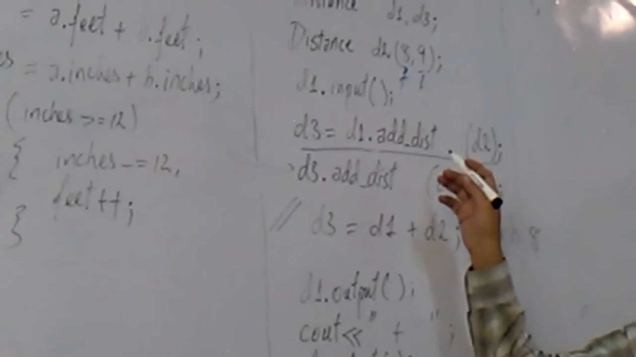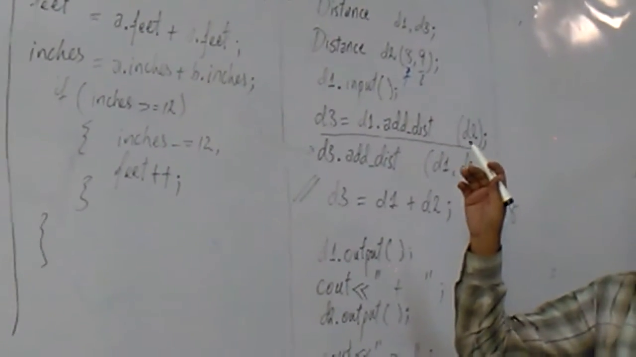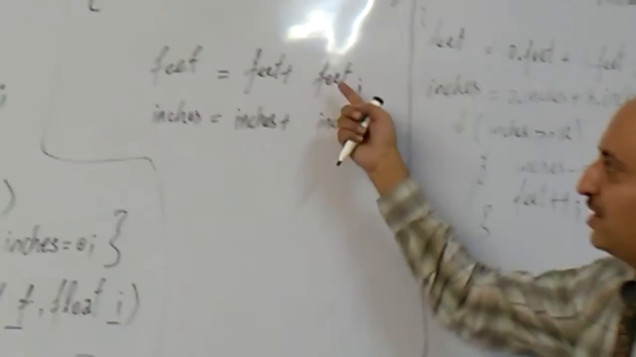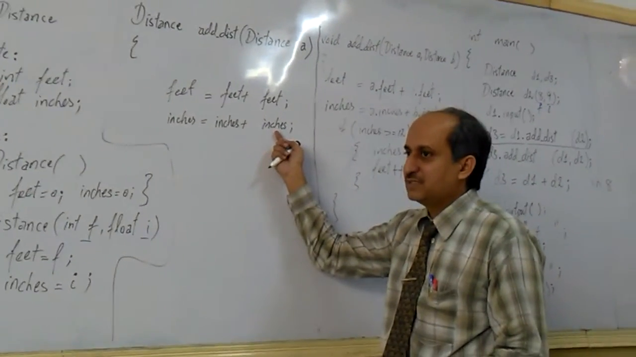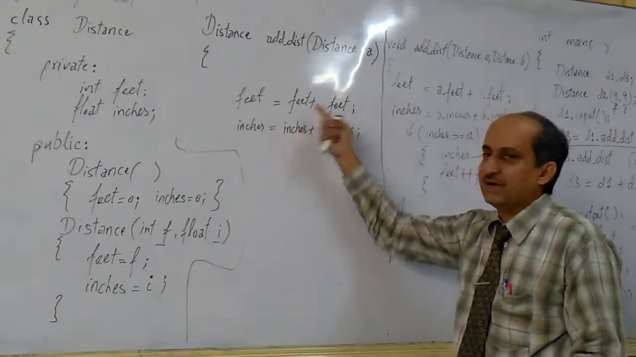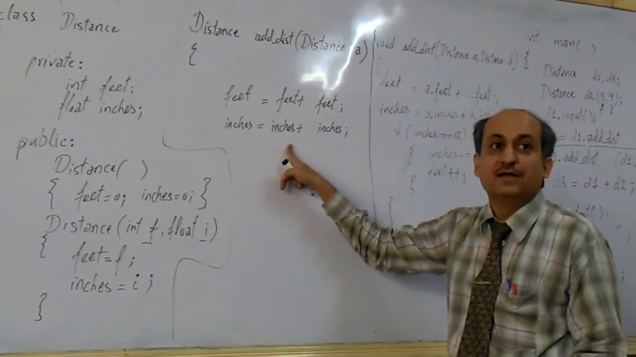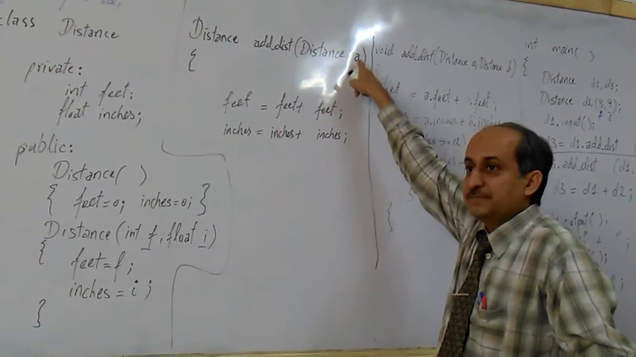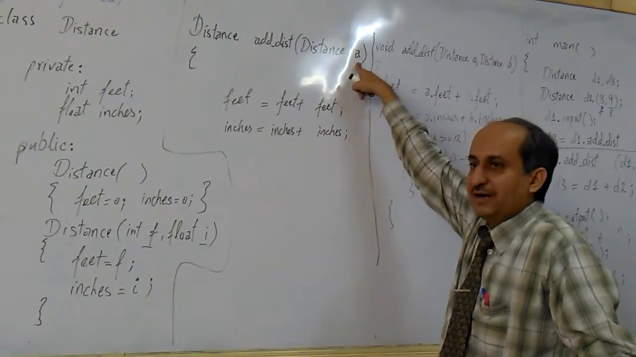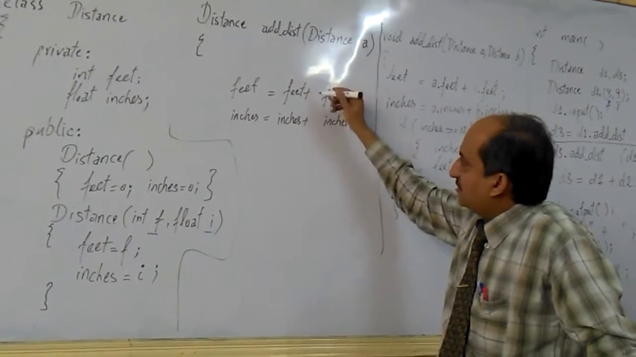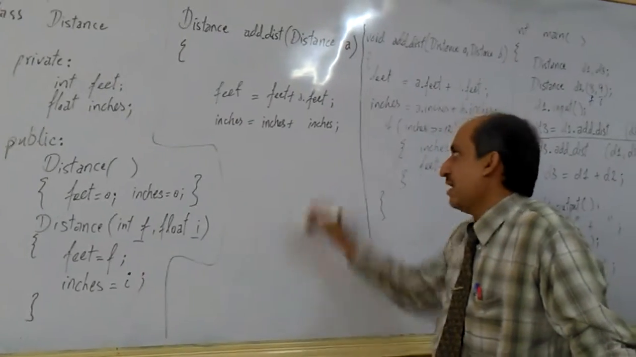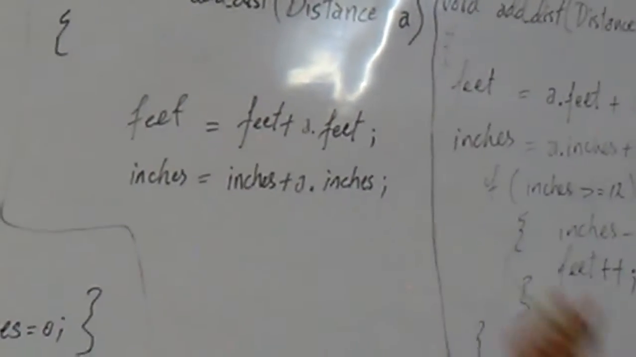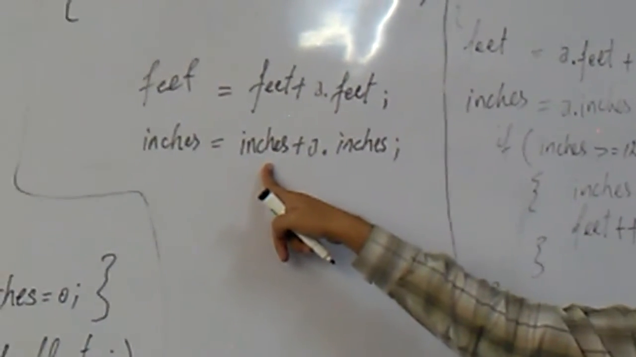I want to add its feet and inches. So the calling object's feet and inches should be on the right side of the assignment operator. You may suppose these feet and inches belong to that calling object, that is D1, and the value of D2 has been copied to object A, declared in the argument list. We have to add these objects, that's why I am writing A dot feet and A dot inches. These are being added with the feet and inches of the calling object.